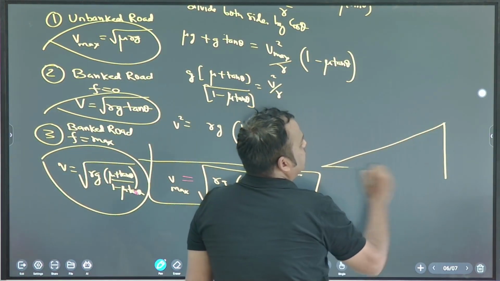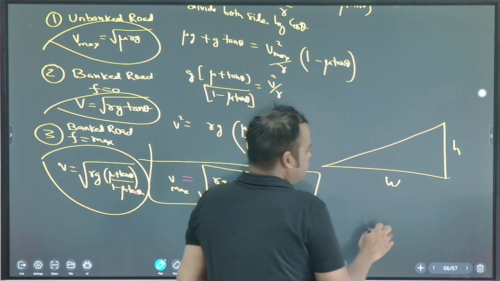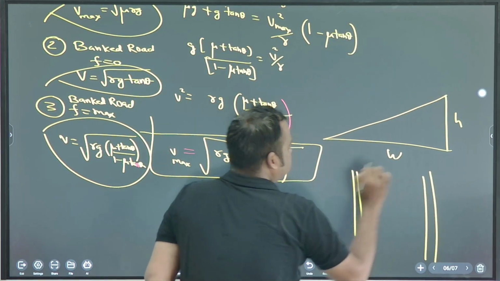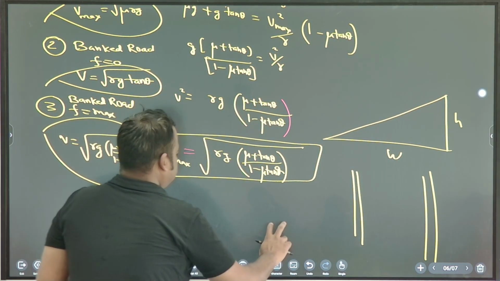Tan theta you can find like this: H, W, width is W. Sometimes it is a railway track also. You have seen railway tracks. So railway tracks also they can give.